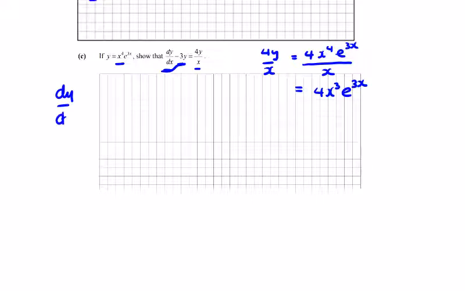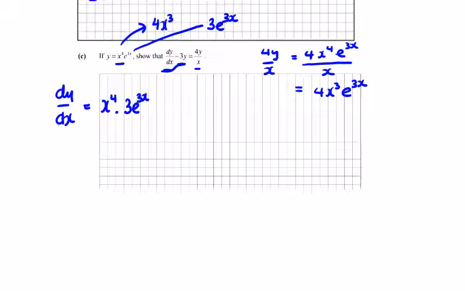Okay, let's look for dy dx. If it's a product, I always say write down the 2 differentiated parts. X to the power of 4 becomes 4x cubed, and e to the power of 3x, e to the power of ax becomes a e to the power of ax, so it's 3e to the power of 3x. So dy dx is equal to the first, x to the power of 4, by the second differentiated, which is 3e to the power 3x, plus the second, which is e to the power 3x, by the first differentiated, which is 4x to the power 3.